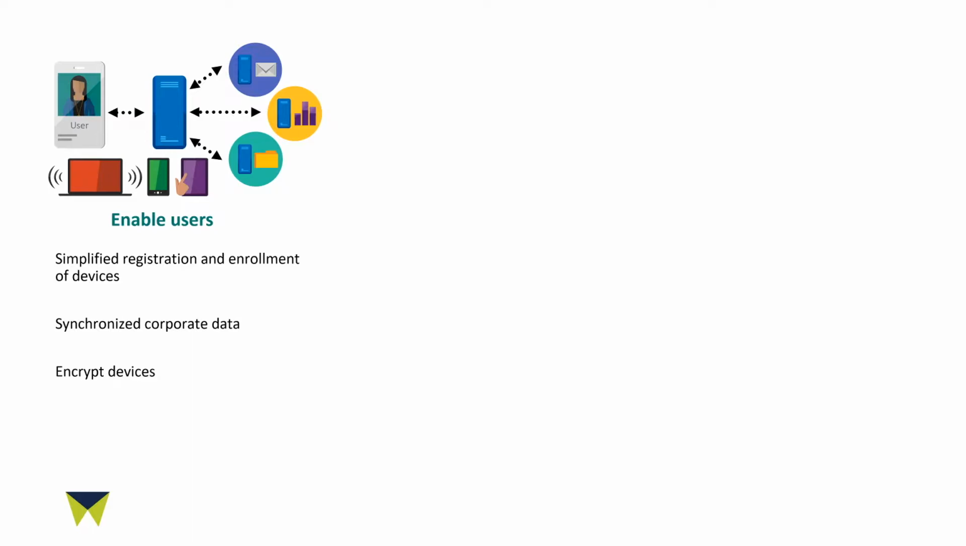It's got a very simplified registration where you download an app, log in with your Office 365 credentials, and the device is now enrolled in Intune. It also synchronizes the corporate data across multiple devices. So if they've got a laptop, a desktop, a mobile phone, you can synchronize it across all devices, and also you can encrypt them for extra security.